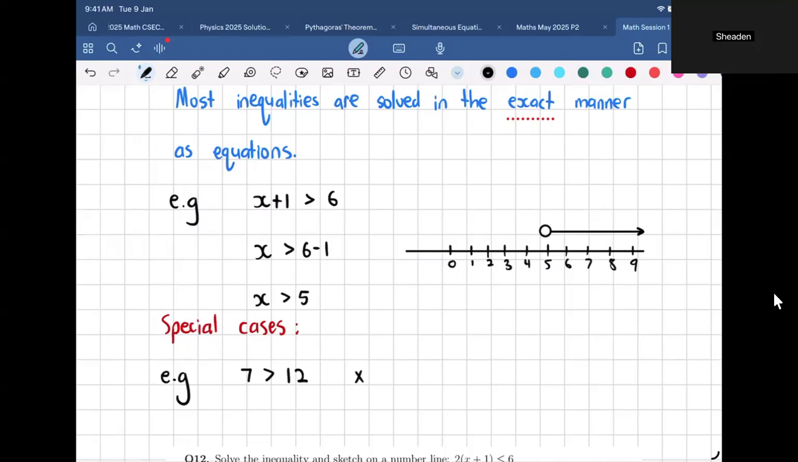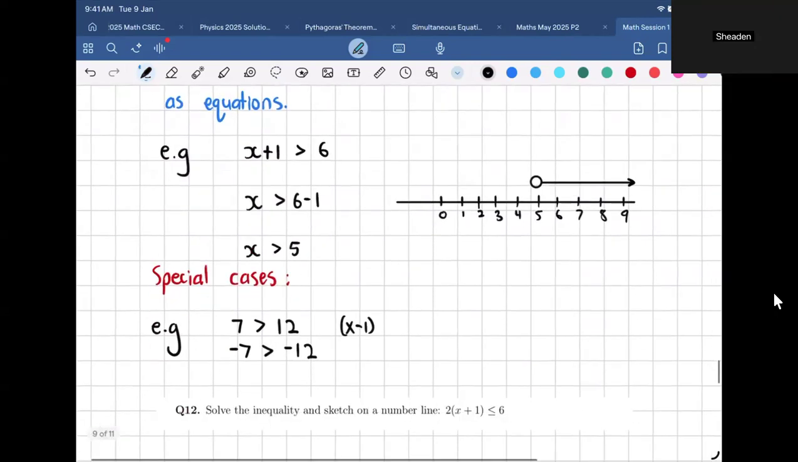If I multiply both sides by -1, it's now going to become -7 and -12. Now let me ask you a question. Is -7 more than -12? No. Wait, no, yes, I'm sorry. I thought you said -12 is more than -7. So it's still correct, right? -7 is still more than -12, hence? Yes.